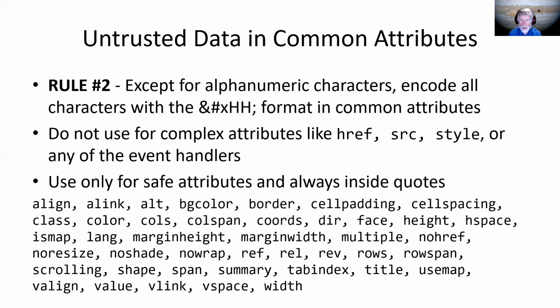Here we have rule two. Now, say you're going to put user data and use it in an attribute value. So hopefully you'll all remember how attributes go. You can say bracket P class equals a name that indicates what class typically indicates, how it's supposed to be displayed in CSS. That could be changed by user data, but only if you've encoded all the characters that are not alphanumerics.